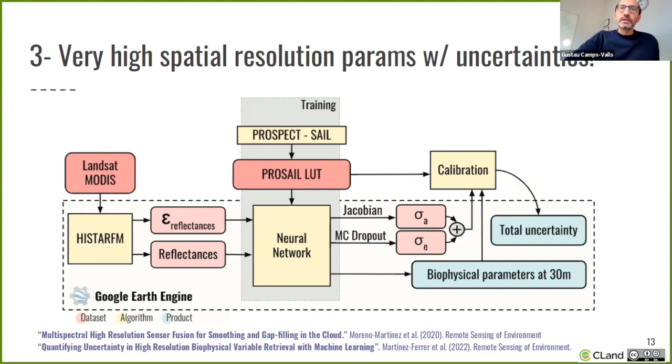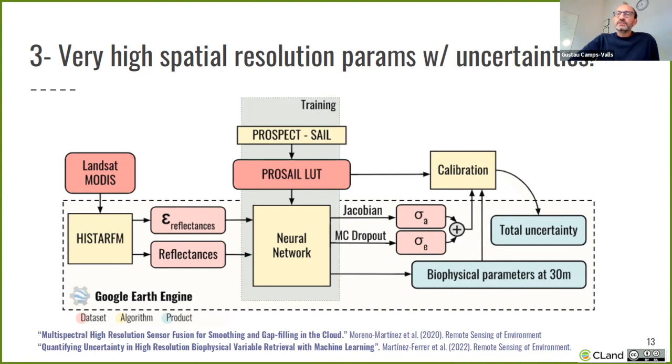And this is a key issue in the whole pipeline, because we will use the reflectance data in our second step, the neural network, which has been trained as before to invert a particular lookup table derived from ProSail. But again, we are not only interested in providing biophysical parameters. In this case, we are providing those estimates at 30 meters resolution, so at Landsat resolution. This is because HISTARFM has provided us with this very fine-grained spatial resolution. But we are also interested in providing a total uncertainty, a more realistic uncertainty, I would say.